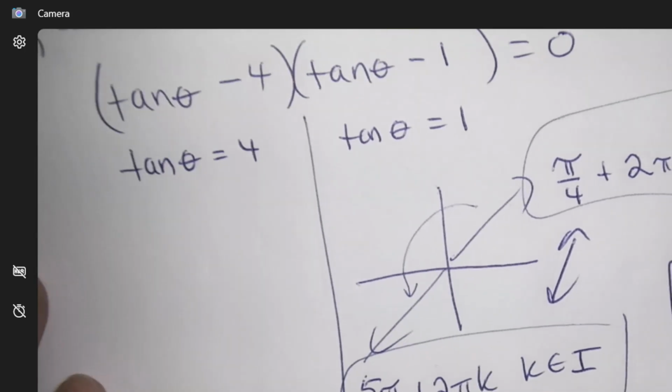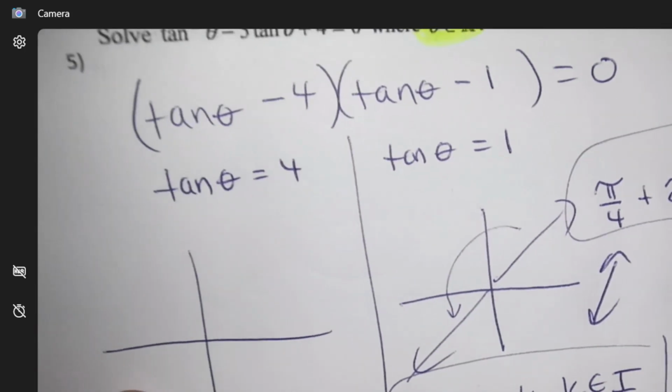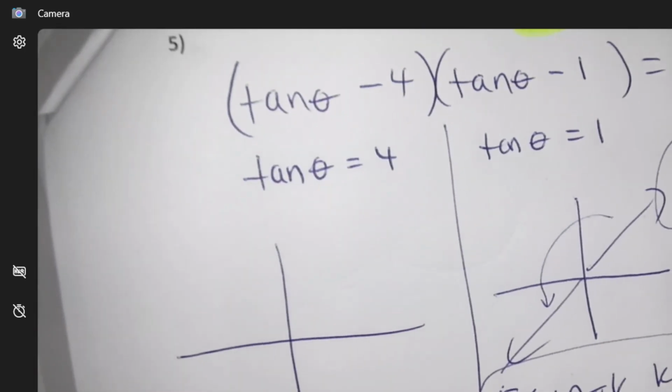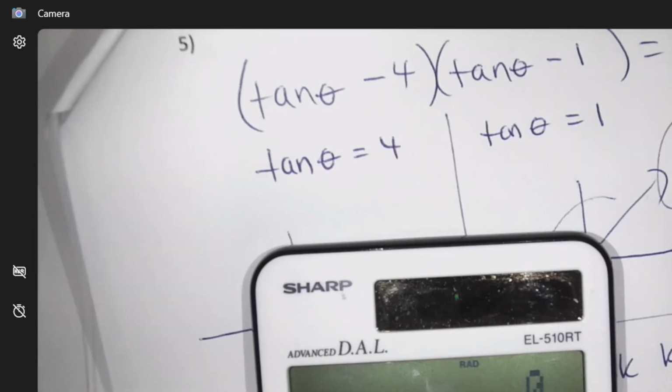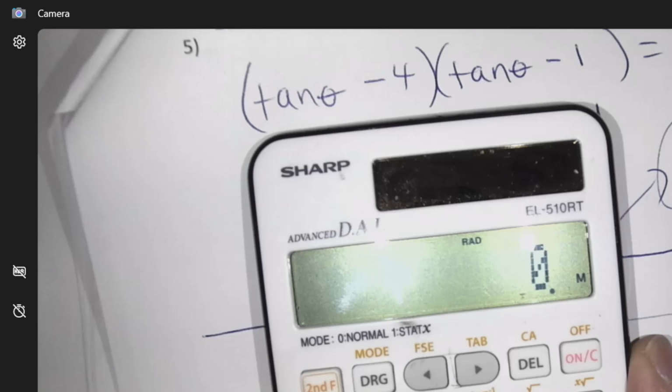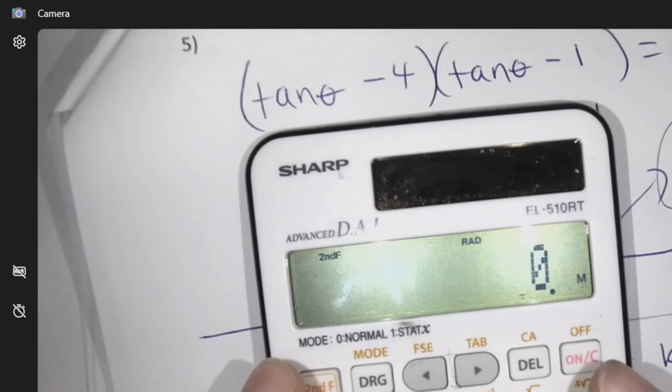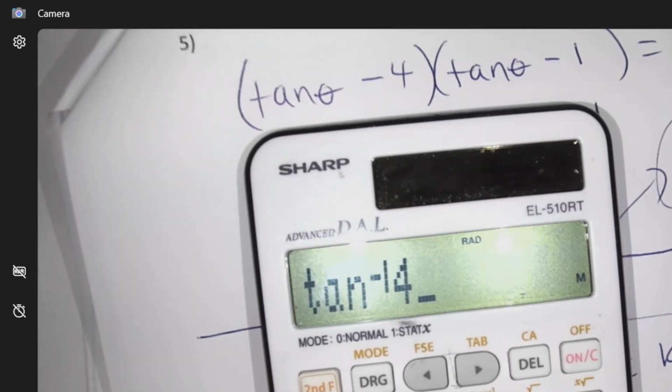Okay, now this one, I actually have to use my calculator to solve that. So, grab your calculator. What are you going to first do? We're going to go in radians. So I'm going to go into radian mode. I'm going to be in radian mode. I'm going to do tan inverse of the 4.